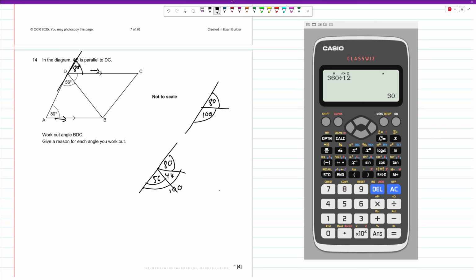You can almost hear it when I pause for a thought there. You can also just do it on your calculator to make sure that you're right. So 180, take away the 80, there you go. Take away 54, 46. Oh, no, sorry. 180, take away 80, take away the 56, 44. Ta-da!